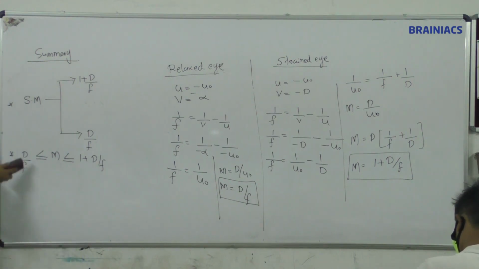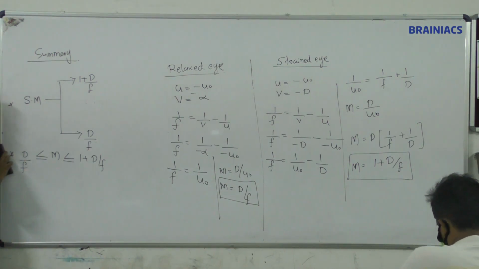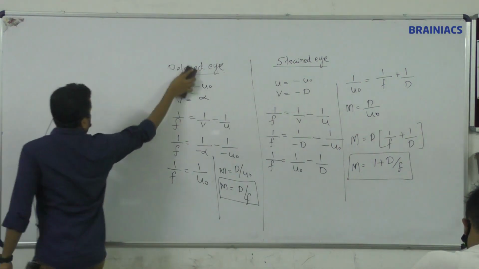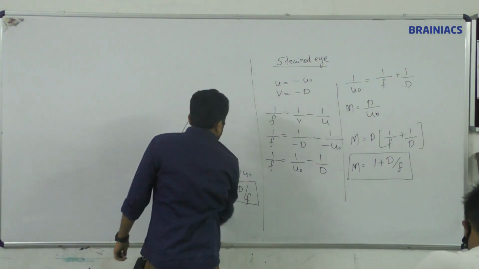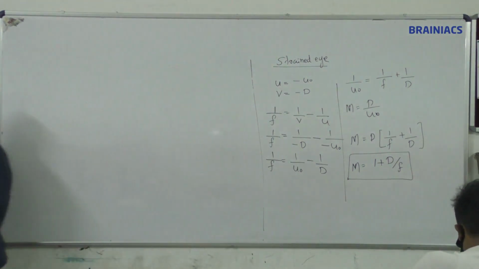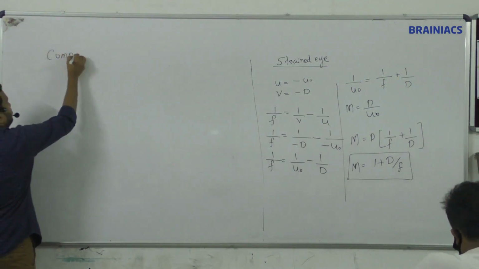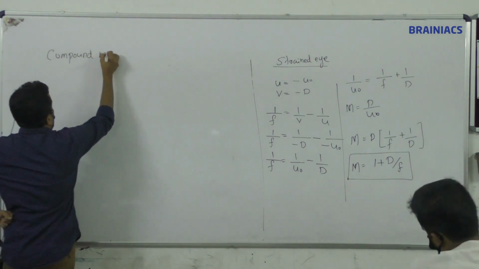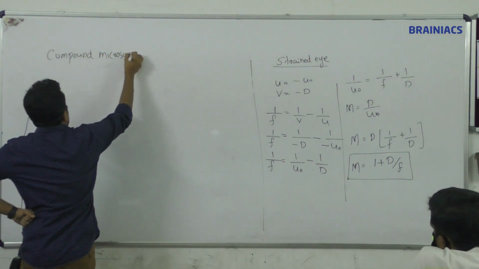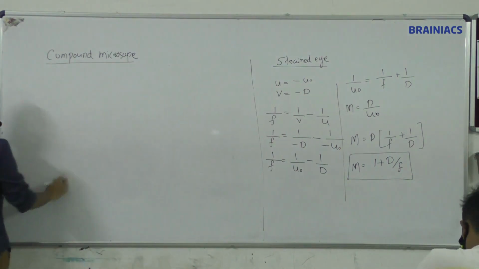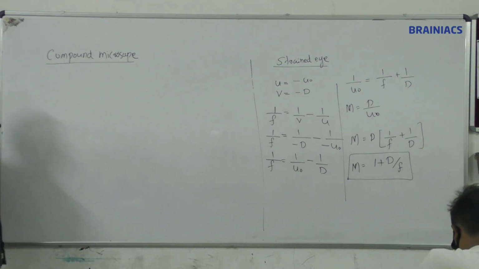Compound microscope. These are the main things, and the general formula you also know, right? D by U0. Next one, compound microscope. How many lenses? A compound microscope makes use of two lenses.